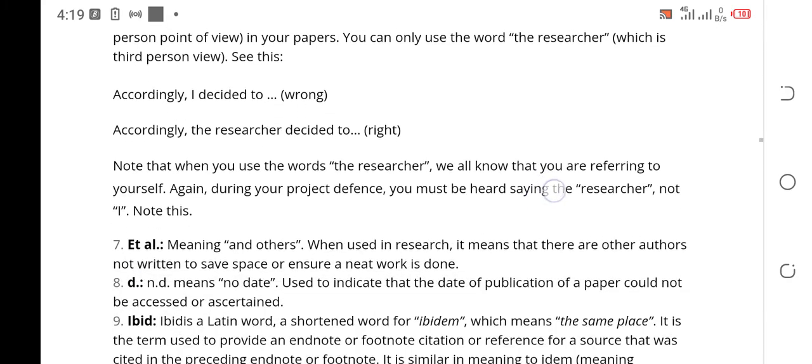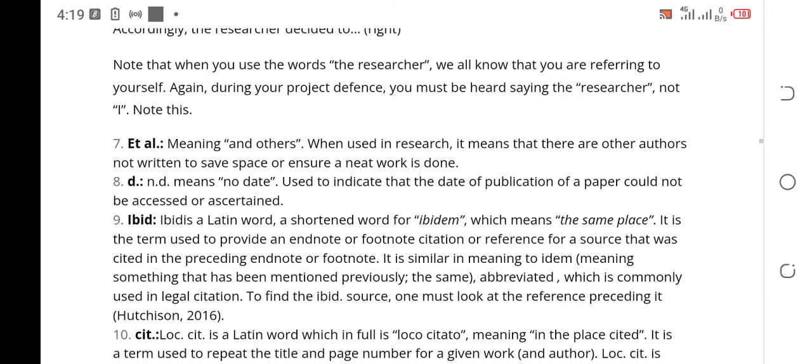That is number 6. Then let's go to number 7. Number 7, et al. E-T space A-L. Now, when you are writing, please take note that we are not using the definitions that are in this material. We are just talking. You can on your own pause this video and read the information there to get an additional understanding of my explanation.